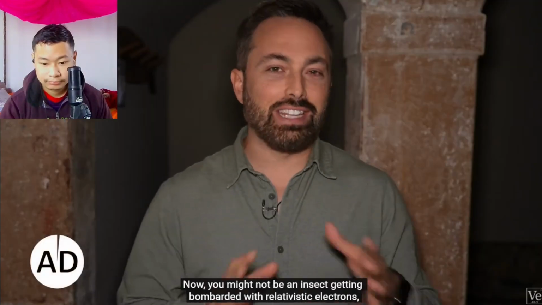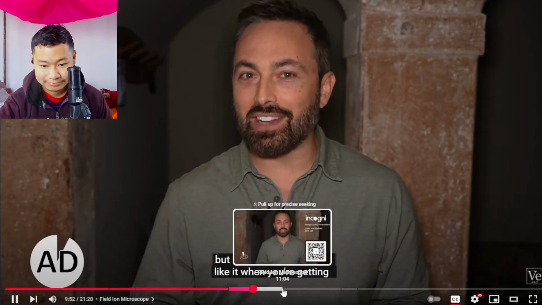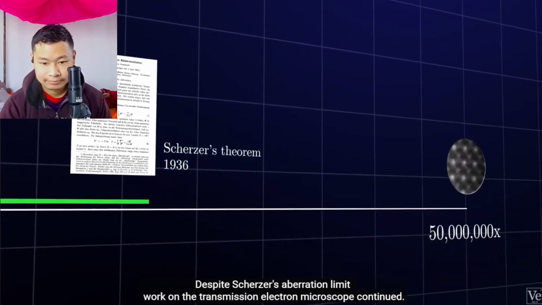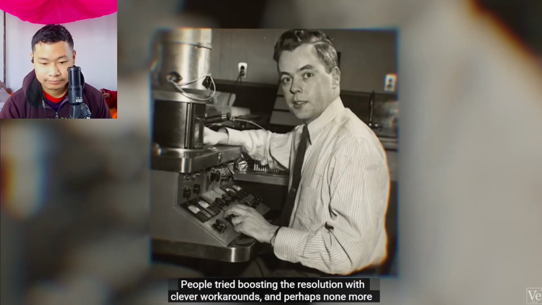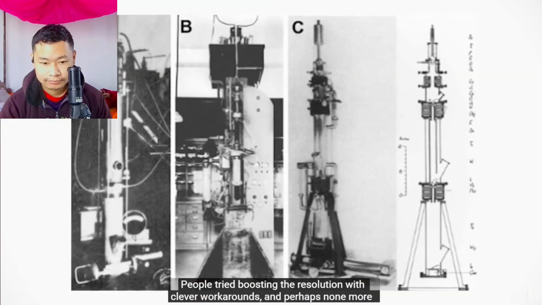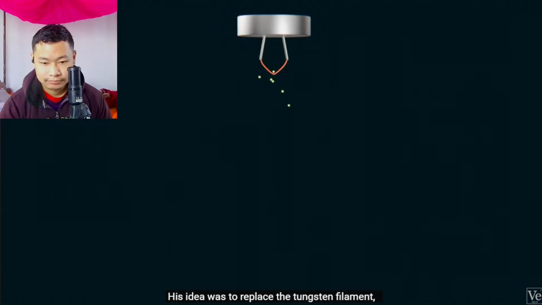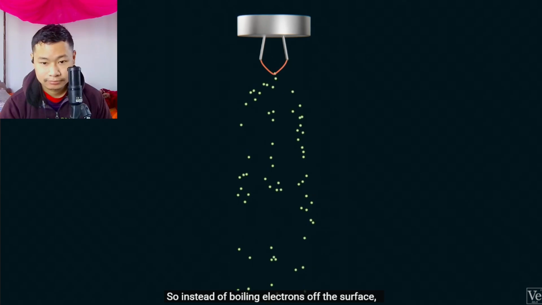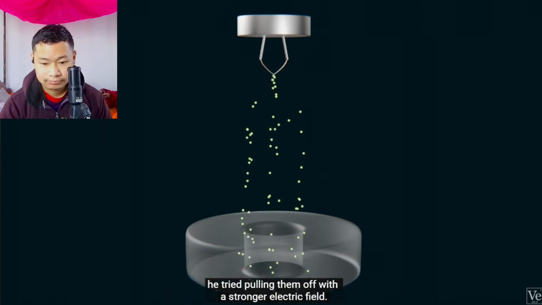Now, you might not be an insect getting bombarded with relativistic electrons, but it can sometimes feel like it when you microscope. Despite Scherzer's aberration limit, work on the transmission electron microscope continued. During the next 4 decades, people tried boosting the resolution with clever workarounds, and perhaps none more so than British-American physicist Albert Crewe. His idea was to replace the tungsten filament, which fired off electrons at random, with a more directed source. So instead of boiling electrons off the surface, he tried pulling them off with a stronger electric field.